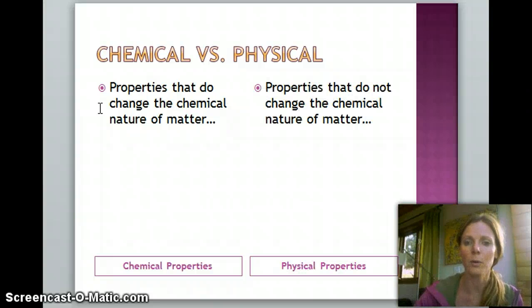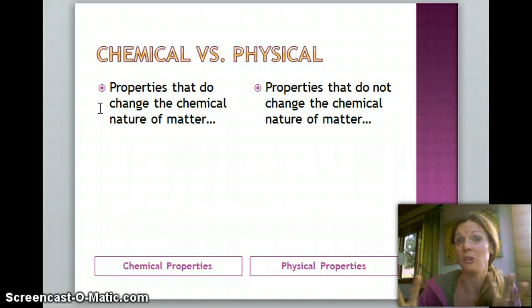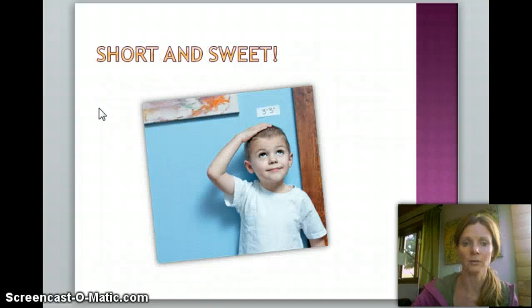Physical properties basically do not change the nature of that matter. That's really important. A physical change would be, for example, taking a piece of paper and tearing it in half. Have you changed the chemical nature? Not so much. So physical properties basically are just maybe changing the shape of something, but you're not changing the actual chemical nature. Chemical properties are changing that chemical nature.